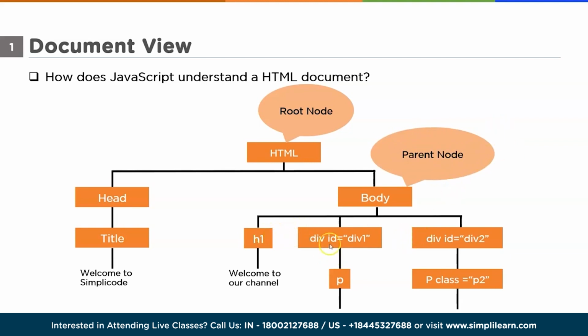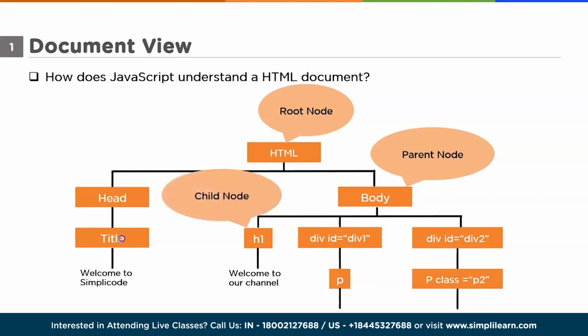We have h1, div, and we have div with id equal to div2. We have two div tags and an h1 tag. Similarly, head is also a parent node as well as a child node: a child node to this HTML and a parent node to title, right? So the HTML tag has two children, which are head and body. The head is the first child and the body is the last one.